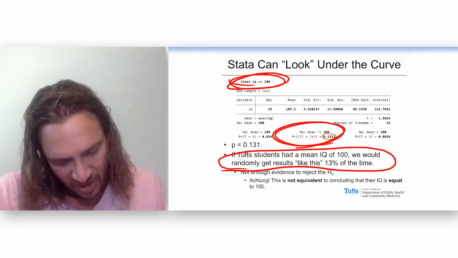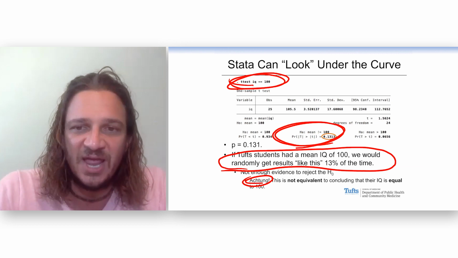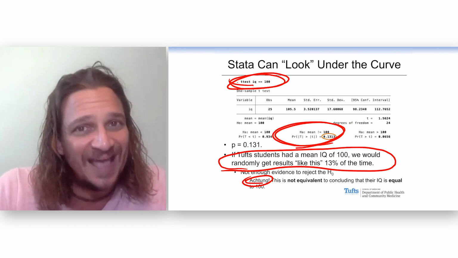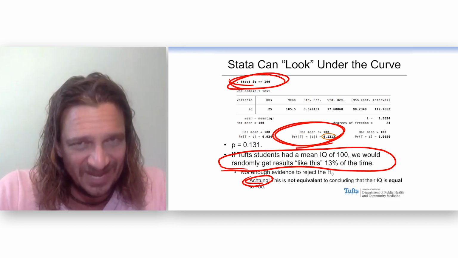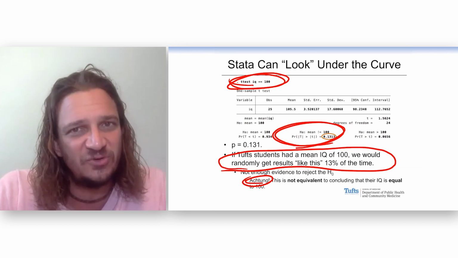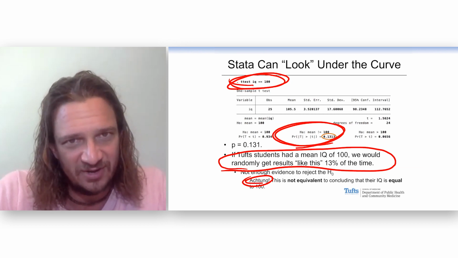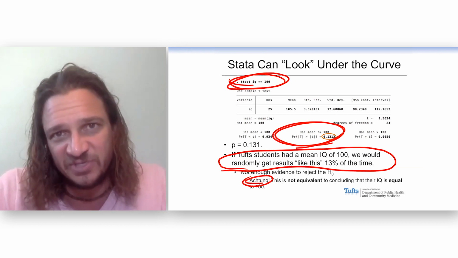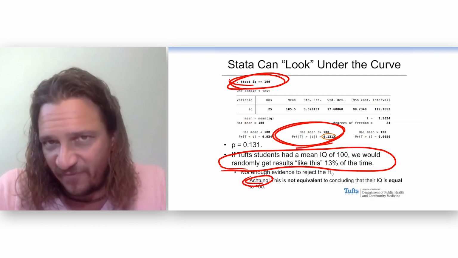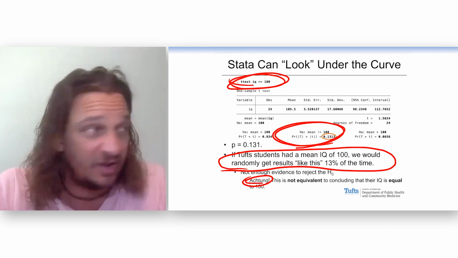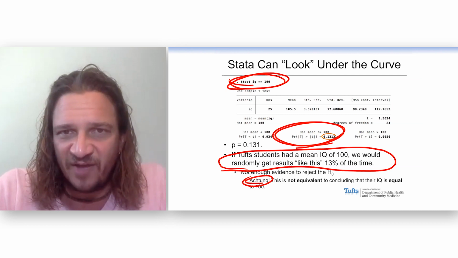It's not enough evidence to reject the null. I have a German word on here that means watch out or be careful. It's not equivalent to accepting the null. Accepting the null would be saying Tufts students have an IQ of 100. And obviously that would be pretty dumb because we just got the x-bar was 105.5. So why would you conclude that it is 100? If you're going to conclude anything, you would say 105.5.